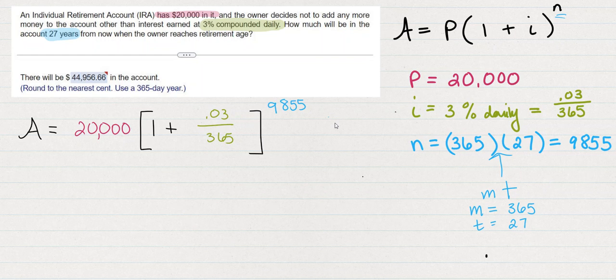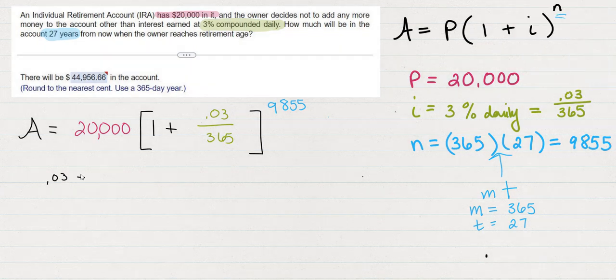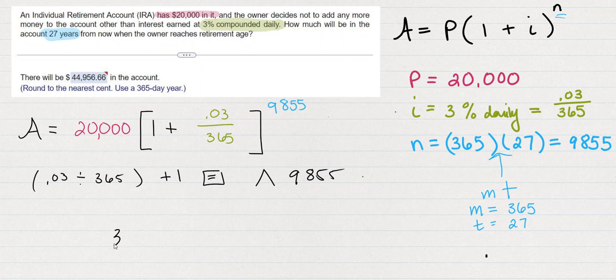Now, if you plug this in on your calculator, let me walk you through the steps I would take to do that. First, I would do 3/100 divided by 365. And then whatever result that gives us, I'd add 1 to it. Now I'm going to hit enter. And then I'm going to use the caret to say raise it to this exponent. So raise to 9855. And by the way, I'm using a Texas Instruments 30X. And this is the list of steps I would use on this 30X.